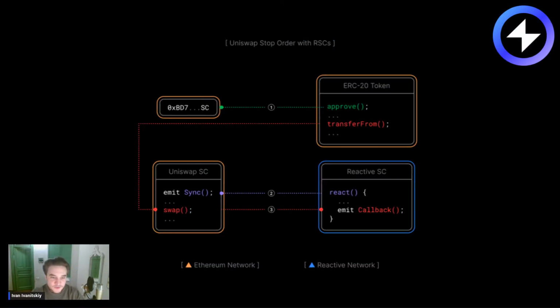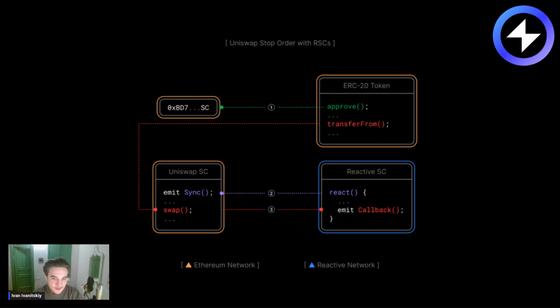I would also like to share a bit more complex example. I shared the basic workflow on the first slide, but there is also a good example of Reactive Smart Contracts usage, which is the Uniswap stop order. It works as follows. There is a Uniswap pool which has swap and sync events. Sync events have information about the liquidity in the pools, which allows us to calculate the exchange rate and thus implement a stop order on top of that.